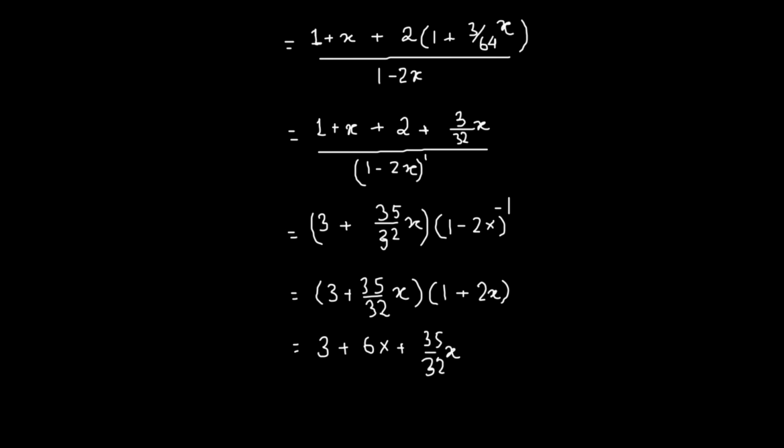and then we skip the multiplication of the second term over both the expression, as that will yield an x squared. So this will finally be equal to 3 plus the 6x plus 35 over 32x, which will give us 227 over 32x. So this is the final value. Let's move on to the next question.